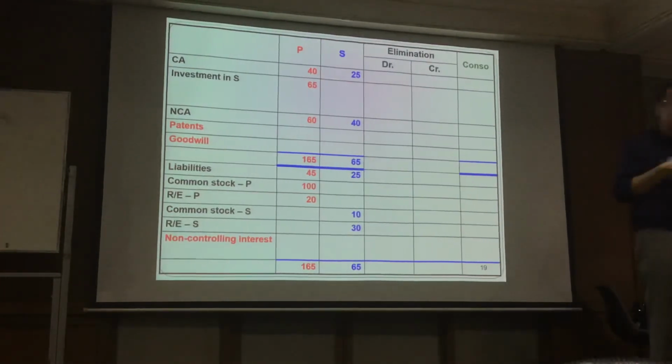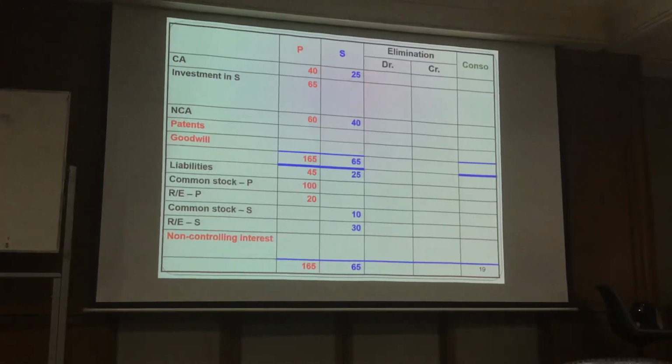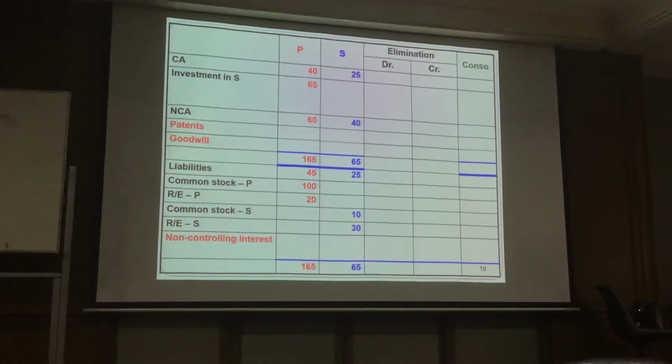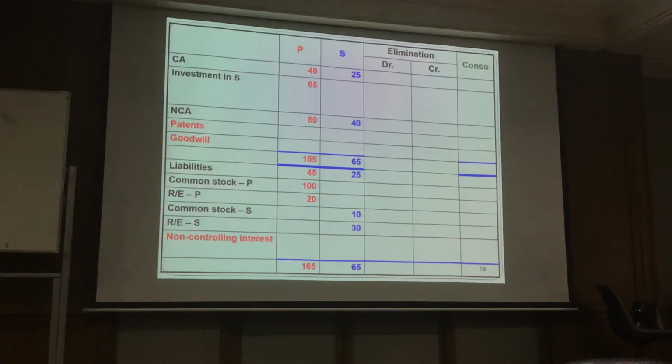You are on your own. You can do it by yourself now. I'll give you the solution later. What you expect to see in the financial statement. Consolidation.